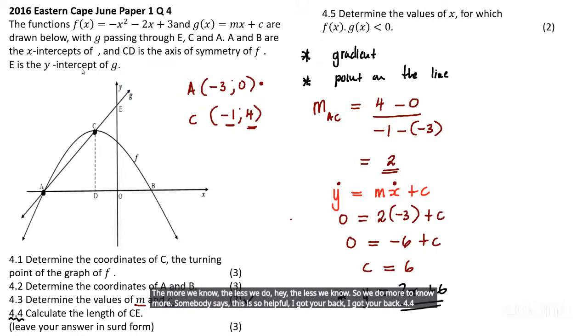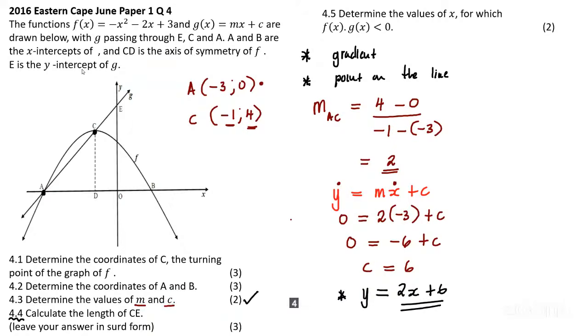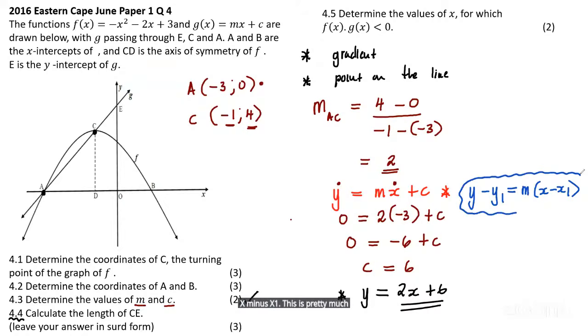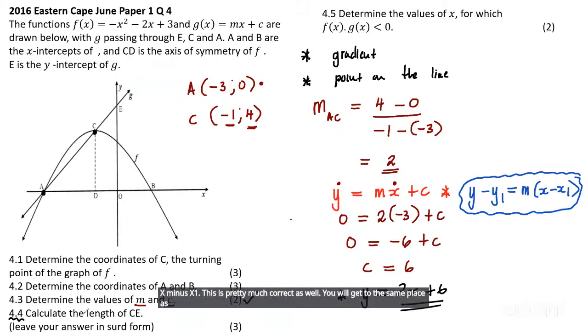4.4. Distance, length. I'm ready. Now, I must admit that here, you can use another method, the beauty of maths. Y minus y1 is m times x minus x1. This is pretty much correct as well. You will get to the same place as always.